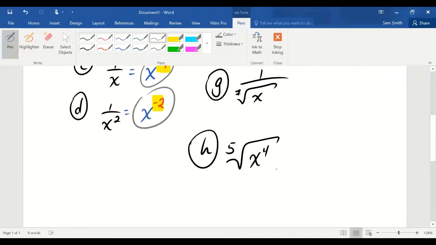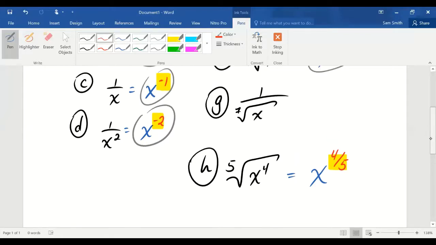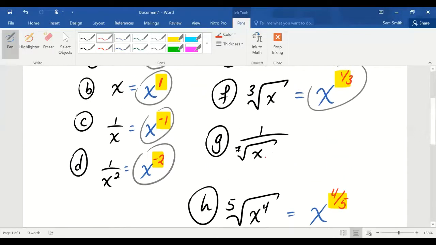Now let's jump to h. What about for part h? I have x to the power 4 and the 5th root of that. What do you think would happen if I were going to try and rewrite this as x to some power? Recall that the power here is going to be the inside exponent divided by the index, 4 divided by 5, or 4/5.